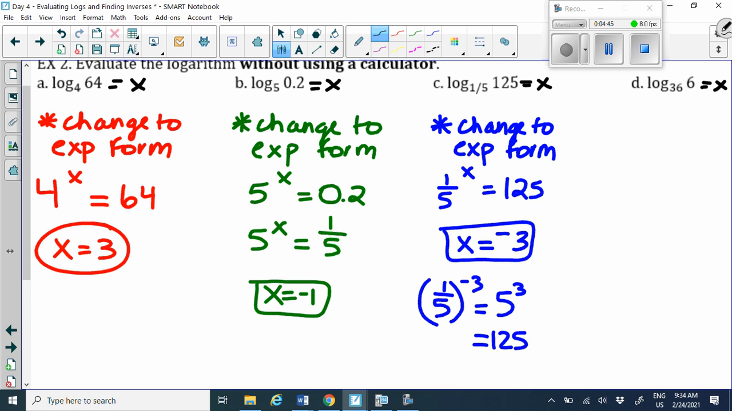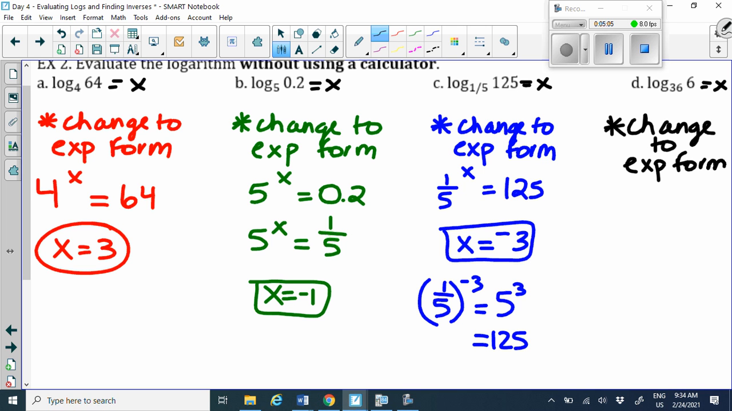Okay, let's do the last problem, part D. As we have done for all 4 of these, we're going to change to exponential form. So if you want to pause the video and try to do that on your own so you can just get more practice, that might be a great idea, okay?